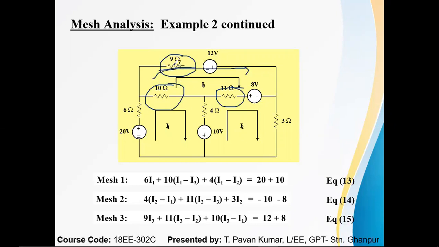From here, the 9 is independent. That is the reason only I3 current flows through it, and next 11 is dependent on 2 currents, I3 and I2. I3 comes first, then I3 minus I2 plus 10, also dependent on 2 currents, I3 and I1. I3 comes first minus I1, right? Next, the left side part is over, meaning the load equation is over. Next we are moving to the right side part, that is the source equation.